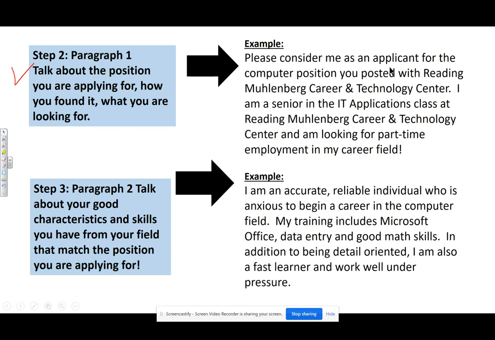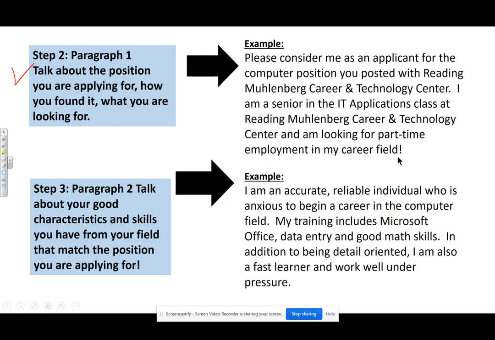Please consider me as an applicant for the computer position you posted with Reading Muhlenberg Career and Technology Center. I am a senior in the IT applications class at Reading Muhlenberg Career and Technology Center, and I'm looking for part-time employment in my career field.